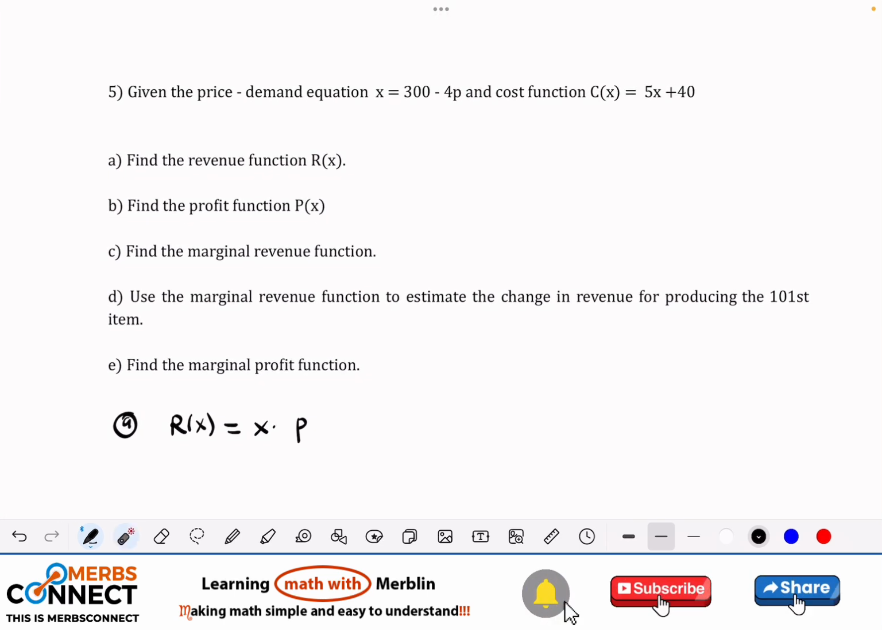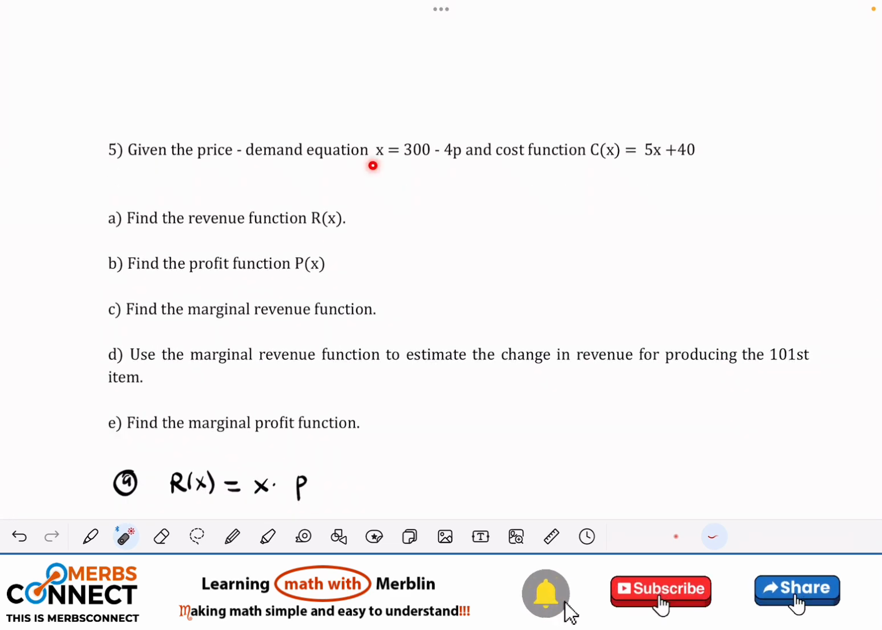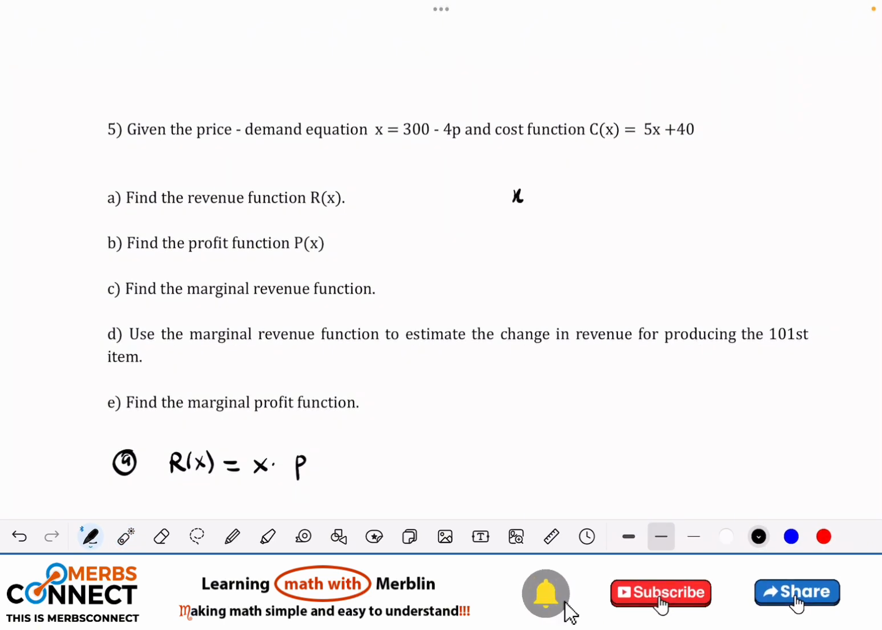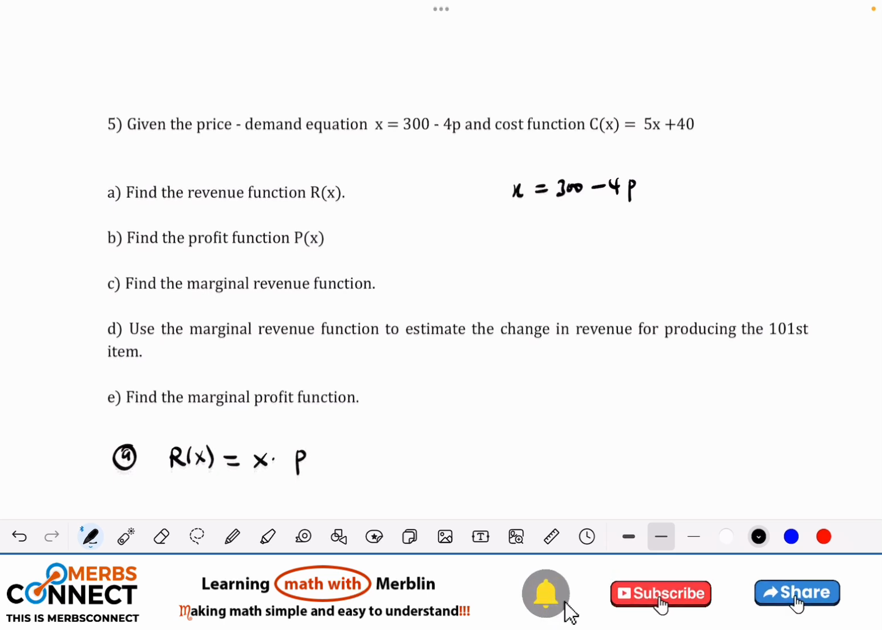Price times P. Now this is in terms of X, as I said, and we need to look for P, right? But here, this one was fortunate. We had P. But this one we are not fortunate because we don't have P. But since we have one equation here which involves P, we can take this equation and make P the subject, then we come and put it here. So let's do that. X is equal to 300 minus 4P, right? So let's make P the subject so that we can do what we want to do.